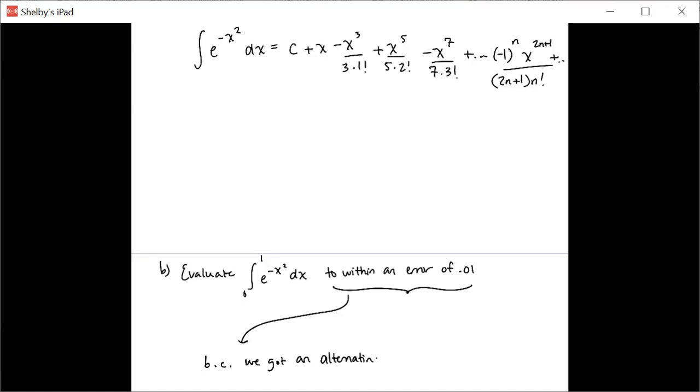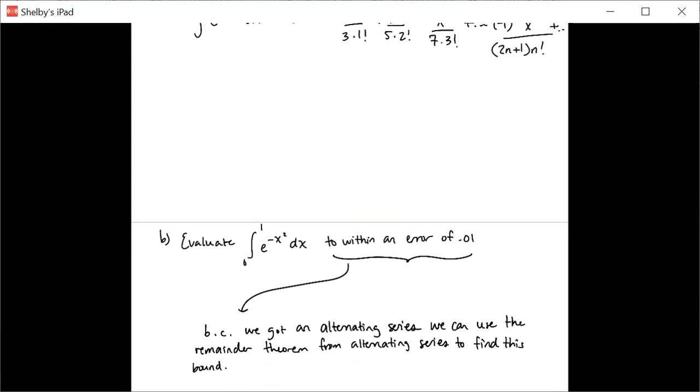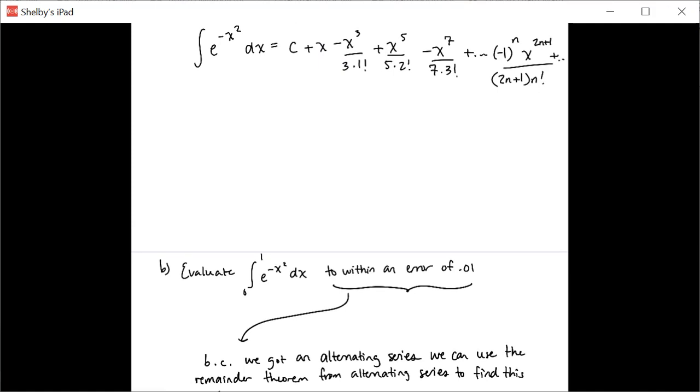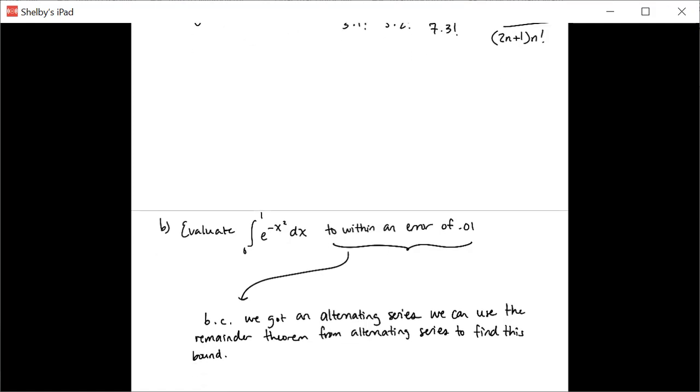Okay, so specifically because this is an alternating series, we can use the remainder theorem from alternating series to find this bound. So what does the alternating series test say? You look to the positive, you take the absolute value part of your series, and then you look at the next term left off. So we want to go far enough out into our series where we're less than 0.01, like the next term is less than 0.01.